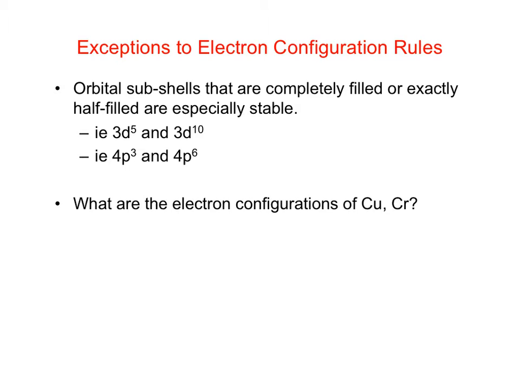And so there are other reasons why we might see exceptions, especially when we get up to the really high energy orbitals. They get really close together, and so we see a lot of weird things and exceptions happening. The only exceptions I'm going to ask you to be aware of are for copper and chromium. And they are exceptions because of exactly this factor, that half-filled and completely filled subshells are particularly stable.